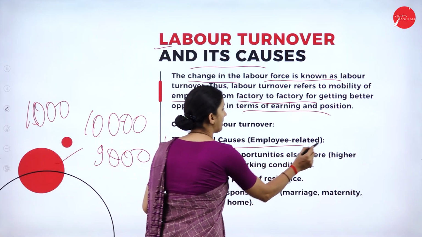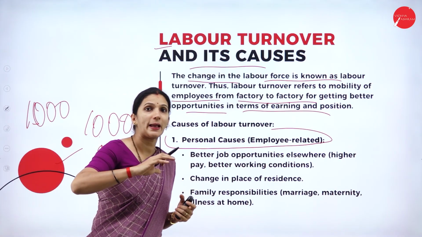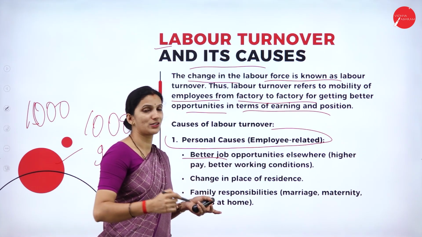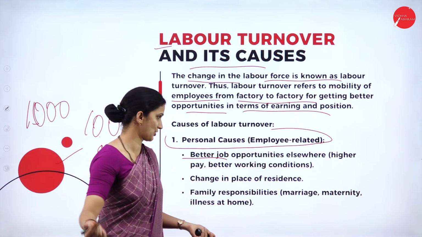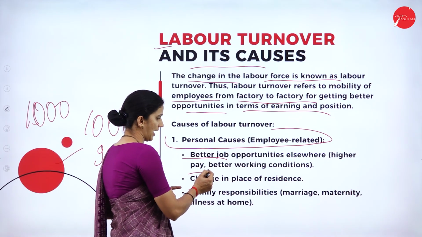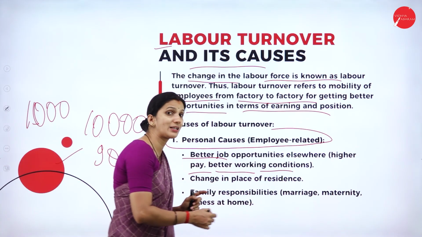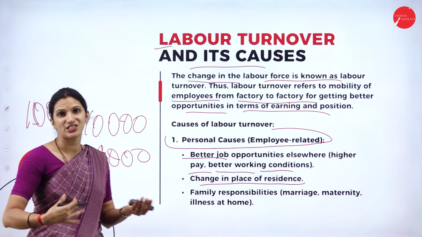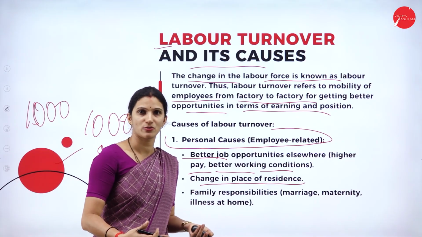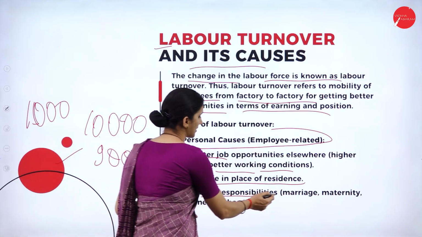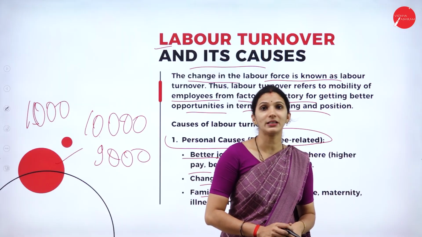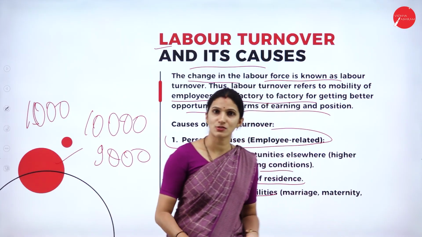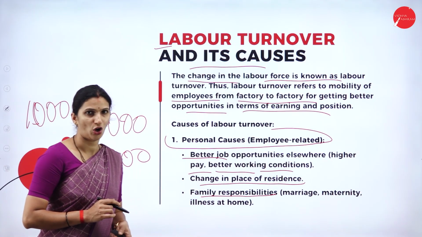So what are the causes we have? One is the personal causes, that is, from the employees' side. What are the reasons? One, when they have a better job opportunity outside the organization, or better payment or better working conditions, and then a change in the place of residence. When they change their residence, they will also leave the organization. And sometimes because of family responsibilities like maternity or marriage. For these reasons also, employees may choose to leave the organization.